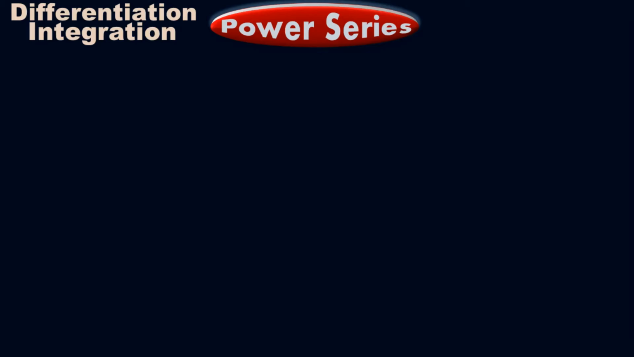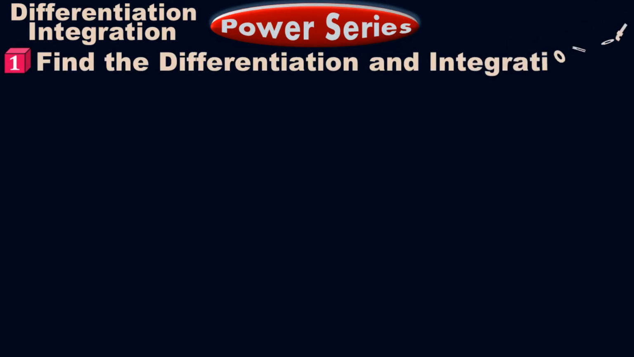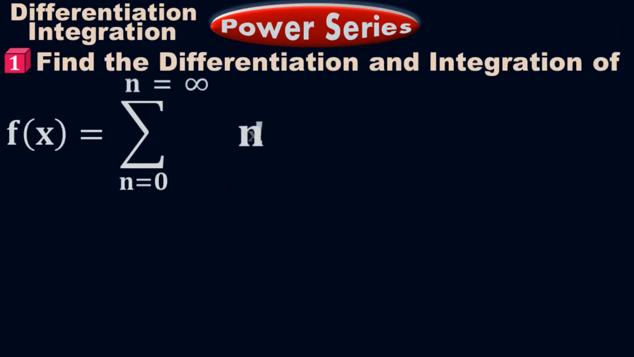We're gonna start it with a very basic problem. Problem number 1. Find the differentiation and integration of f of x equals the summation of n factorial times x to the n. If this is f of x, what will be the differentiation and integration of this equation?